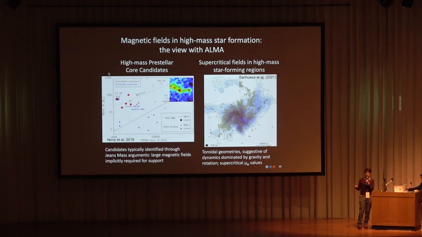Broadly speaking, currently observations suggest that low-mass cores are probably evolving in a state somewhere near magnetic criticality. High-mass cores we still don't know, but possibly slightly more supercritical.